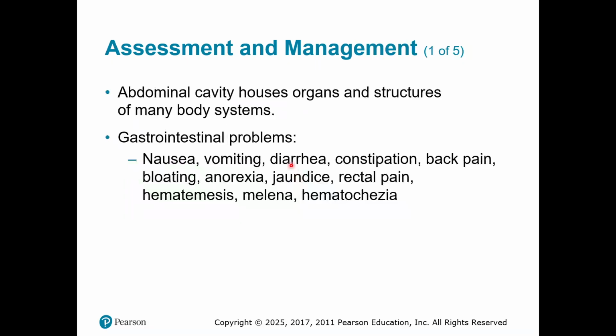The abdominal cavity houses organs and structures of many body systems. And so, therefore, there could be many body system problems. And a lot of those problems start with symptoms like nausea, vomiting, diarrhea, constipation, back pain, bloating. I feel like I'm on a commercial for a medication and all the side effects that it could have. Anorexia, jaundice, rectal pain, hematemesis, melena, and that's why it's so hard when you have these problems.